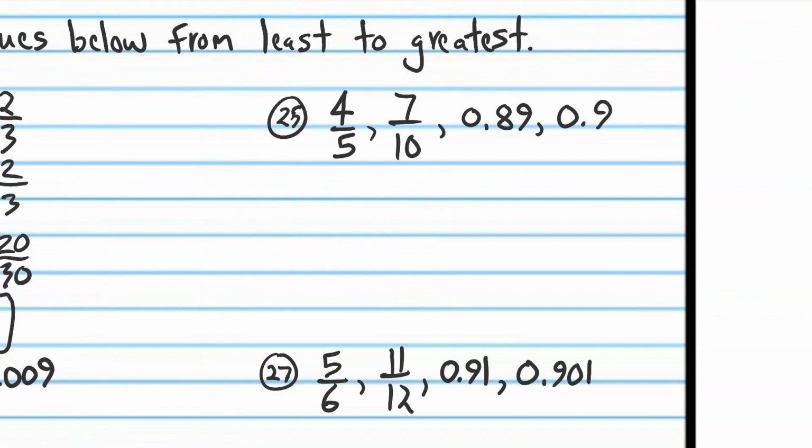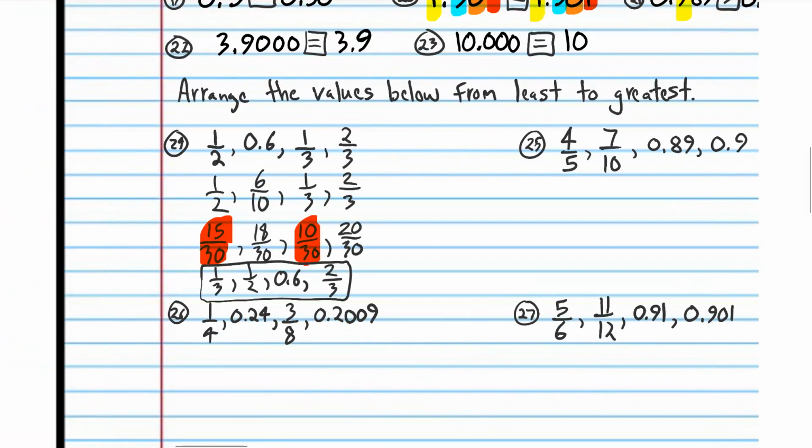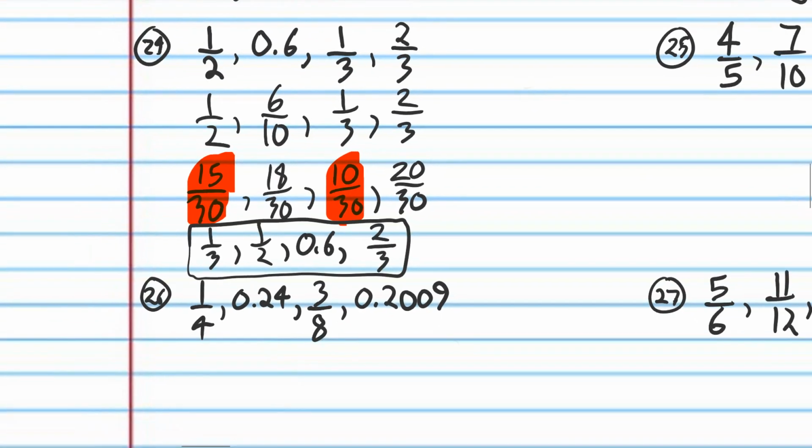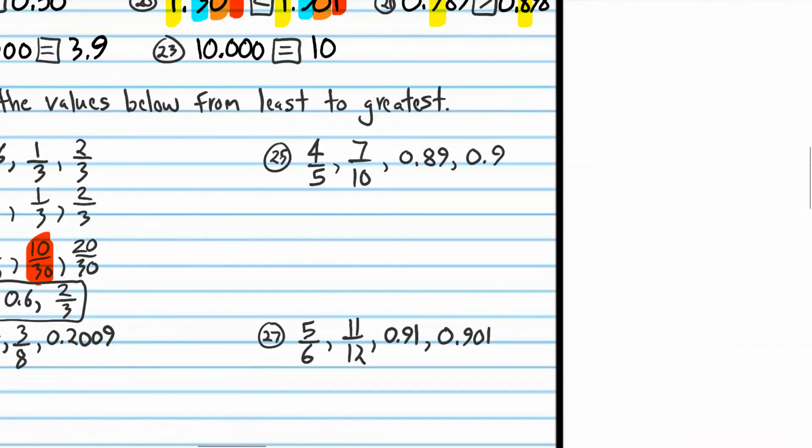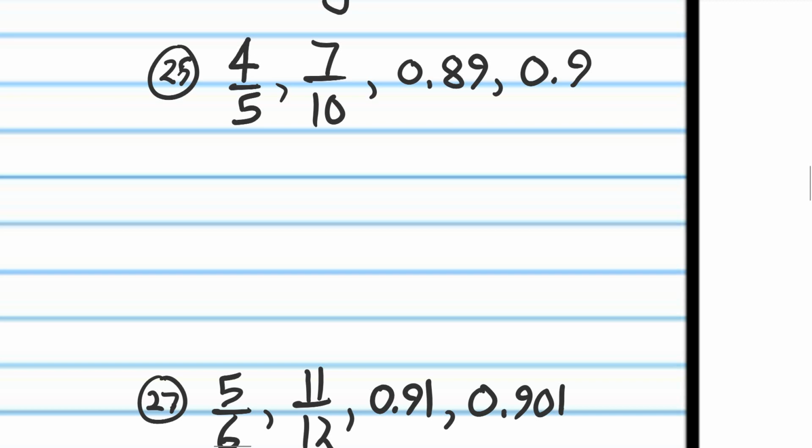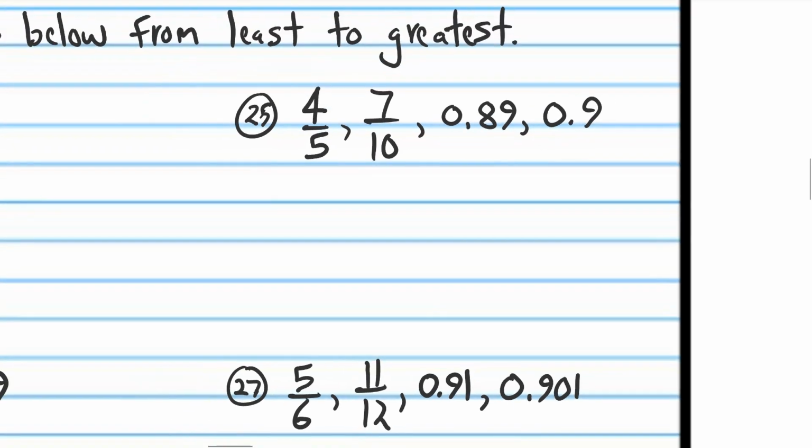All right, so let's try 25. 25 is going to be a problem where it's going to be easier to change all these to decimals. Actually, it would be about the same difficulty for both methods, but just to demonstrate how to change to decimals, that's the other way to do it. We changed to fractions on the last one, and then we got a common denominator. So for this one, we'll try the other method. We'll change all these to decimals.